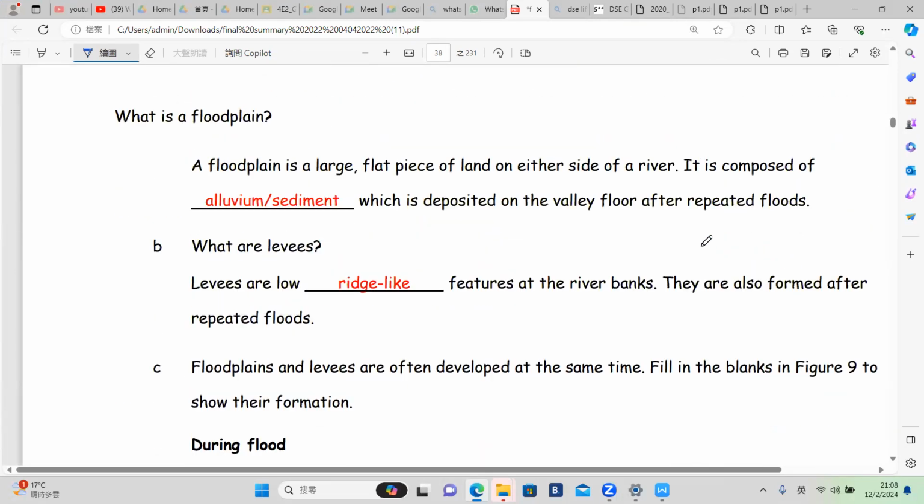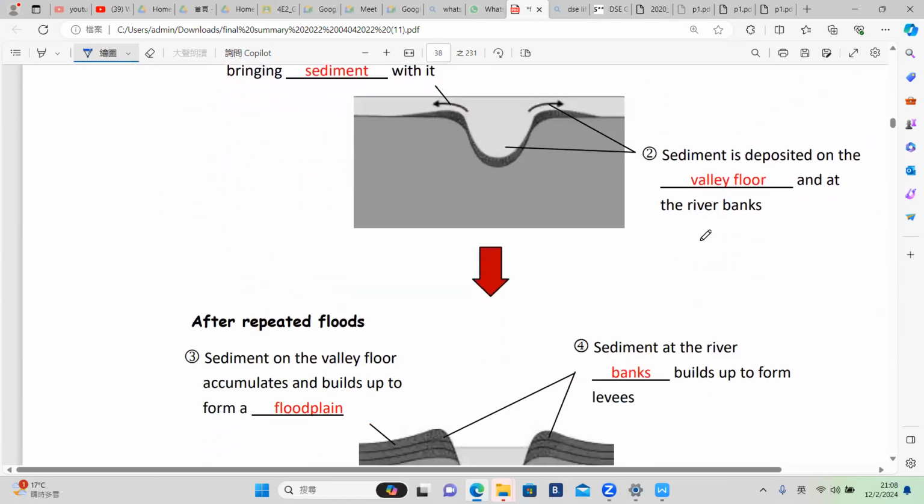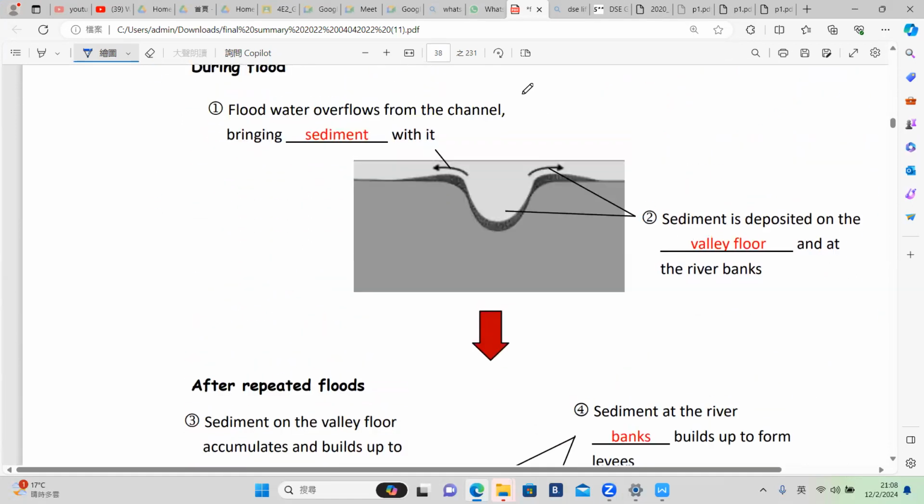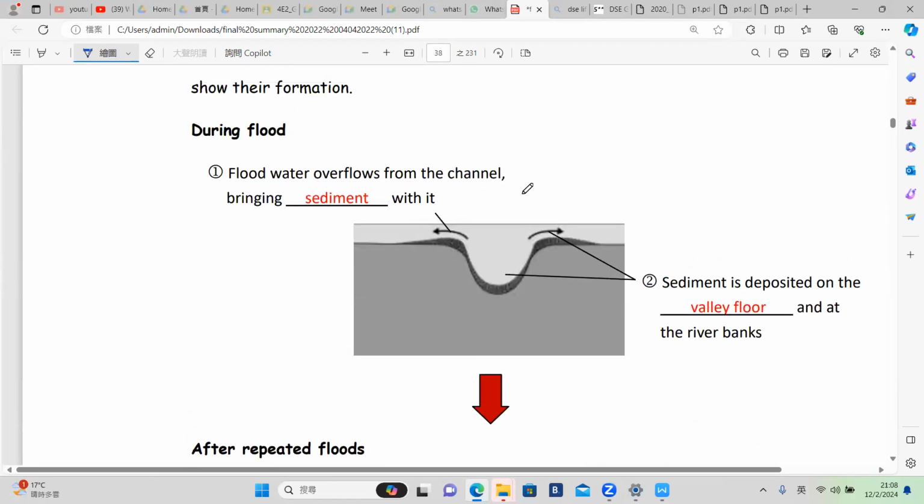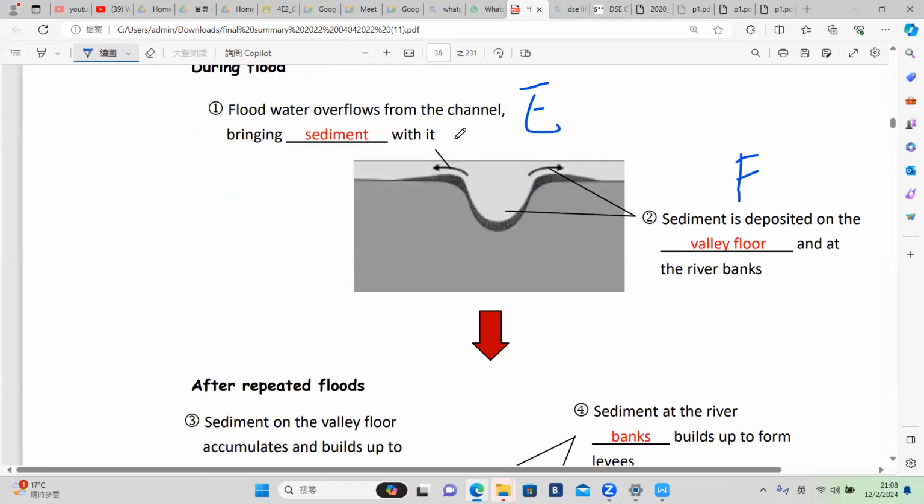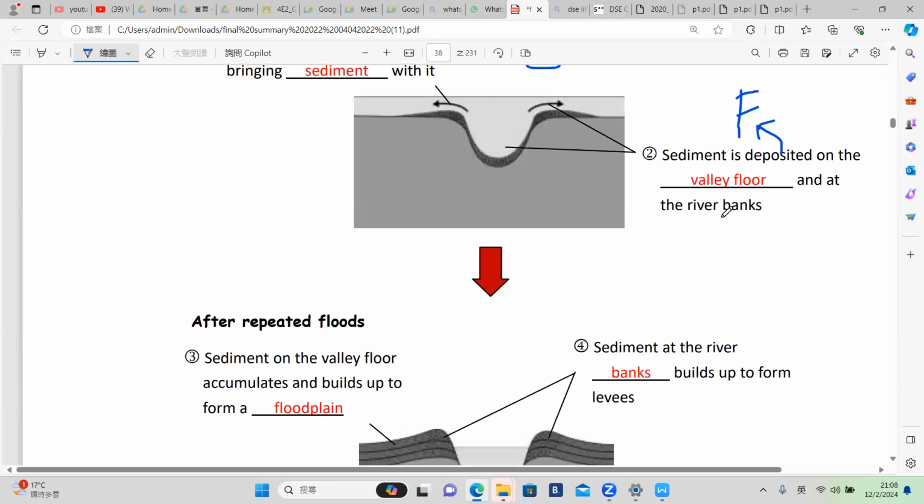OK, good, continue with floodplain. Why does it have to be called a floodplain? Because we are having floods. OK, so this is D, no, this is F. At the very beginning, we are having a lot of flood water which overflows the channel, bringing sediment to it. It only occurs during flooding. Then the sediment is deposited, obviously deposition, so this is F. OK, full process.